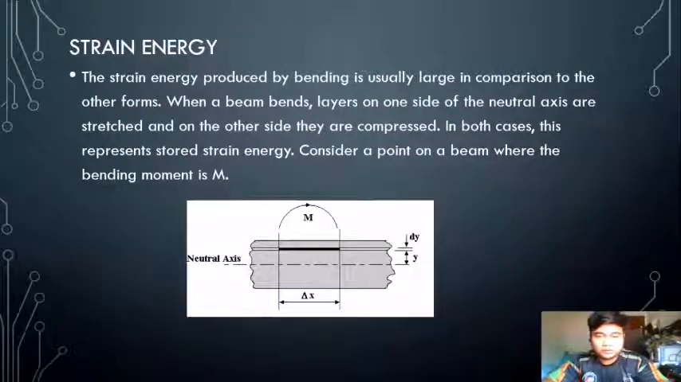The strain energy produced by bending is usually large in comparison to the other forms. When a beam bends, layers on one side of the neutral axis are stretched and on the other side they are compressed. In both cases, this represents stored strain energy. Consider a point on a beam where the bending moment is M.